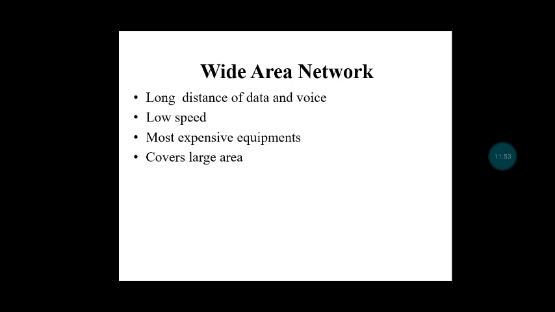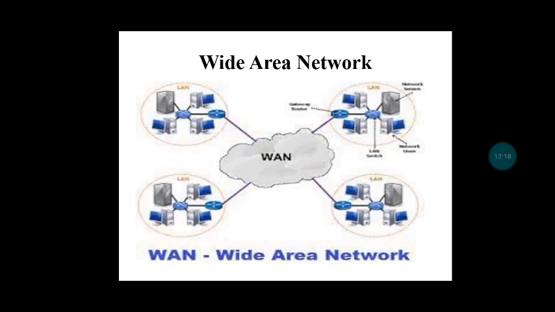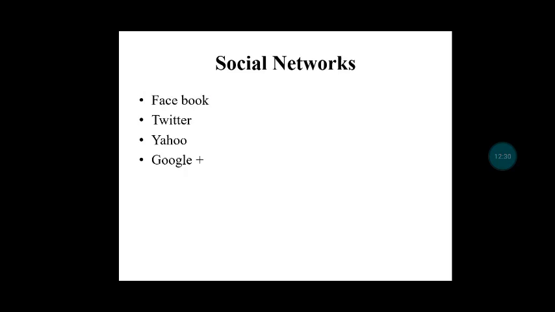The next one is the wide area network. It connects long distances worldwide. When accessed by more users, the network can go down, so it has low speed, is most expensive, and covers a large area. This is a simple architecture of the wide area network: several LAN or MAN networks are interconnected to the WAN to transmit data. Social networks include Facebook, Twitter, Yahoo, and Google.